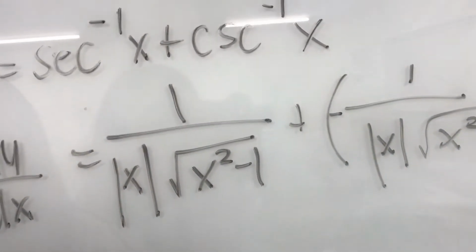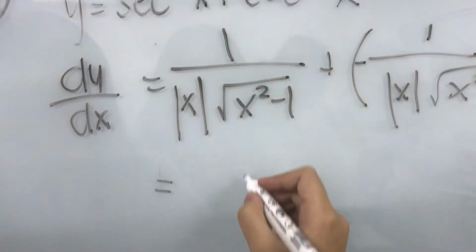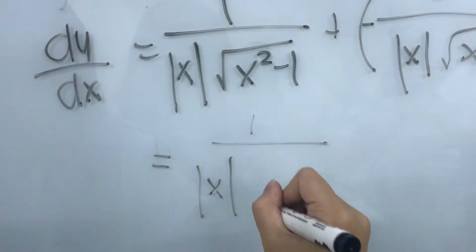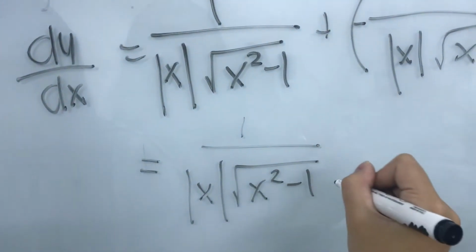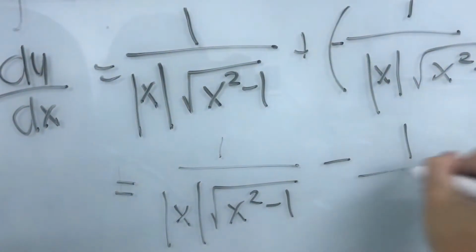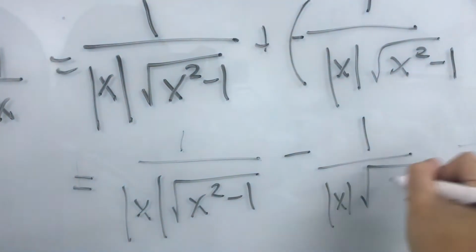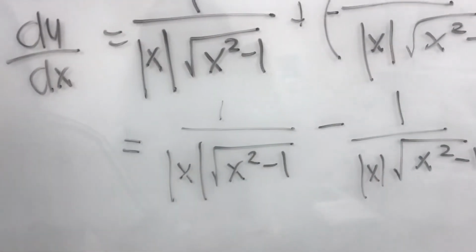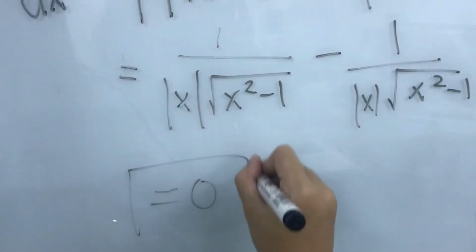So again, we simply multiply both signs, the positive and the negative sign. It will be 1 over the magnitude of x multiplied by square root of x squared minus 1 minus the quantity of 1 over magnitude of x multiplied by square root of x squared minus 1. We then simply subtract the two numerators present. It will be equal to 0. That's our final answer.